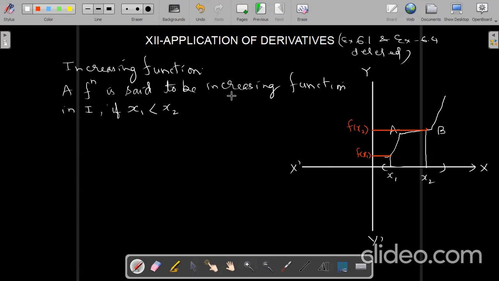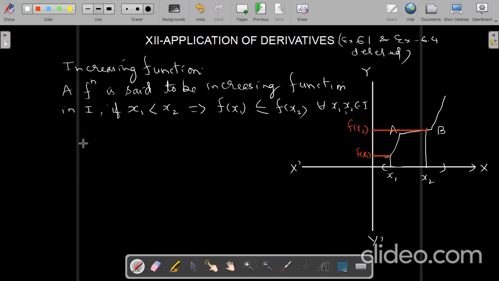Two different points, two distinct points, implies that f(x1) will be less than or equal to f(x2). Okay, so at 2 points it can be equal also, for all x1, x2, for all values that we are taking inside the interval. x1 and x2 belong to the interval I. Okay, then it is called an increasing function.